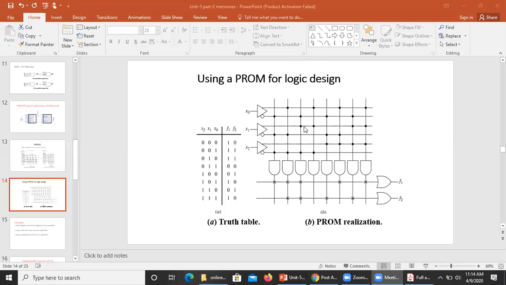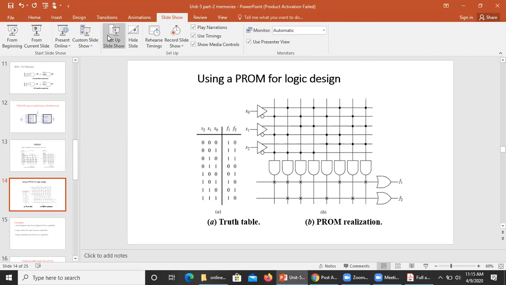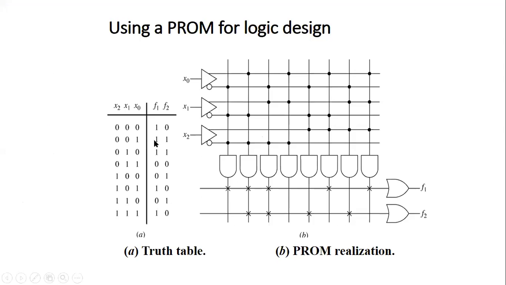Okay, if there is a dot, it is a fixed AND or OR, and a cross means programmable. That is, we are doing those programming. Okay, so this is the example we already discussed in the previous class.